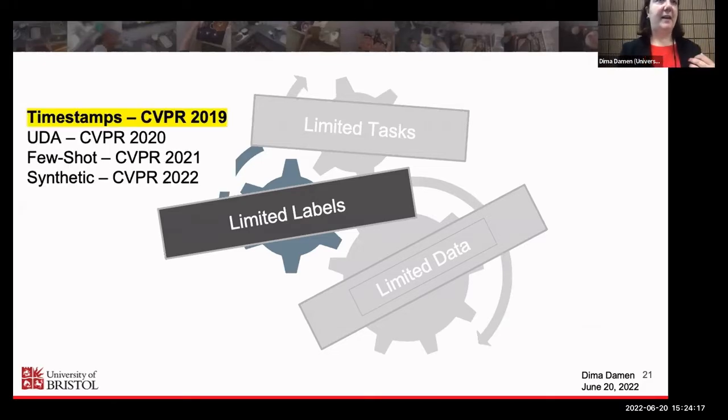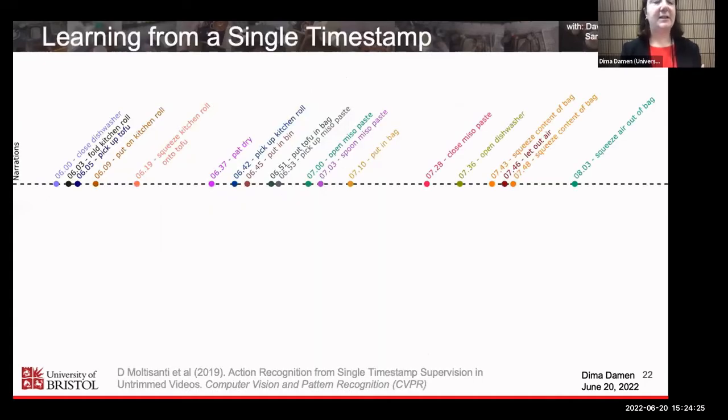I'll start by thinking about limited labels, which is labels with limited effort as opposed to fewer labels. That's one of the things we did when we collected Epic Kitchens, which was to ask people to narrate the videos by giving us a rough timestamp around the action. So we don't have the very expensive start and end time. We have a rough marker around the action, and we call these timestamps.